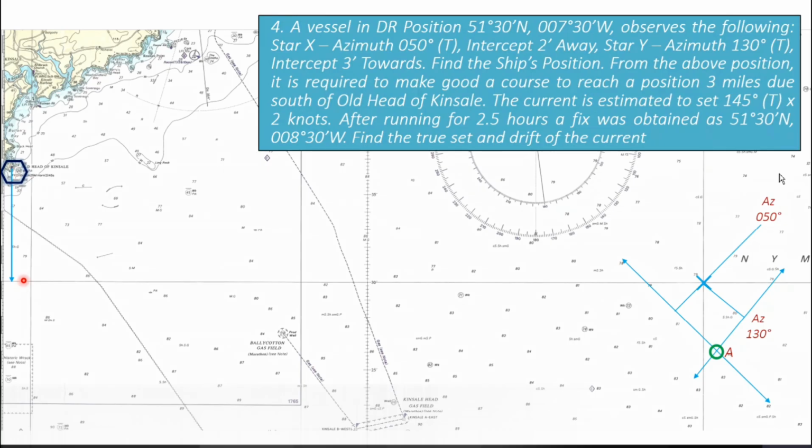And on this particular line, I am going to mark off our destination position, which is 3 miles south of Old Head of Kinsale. So with my compass open 3 miles, centered at Old Head of Kinsale, I draw an arc. Wherever the arc cuts this southerly line, the 180 direction line, that is our destination position. This is where we want to reach.